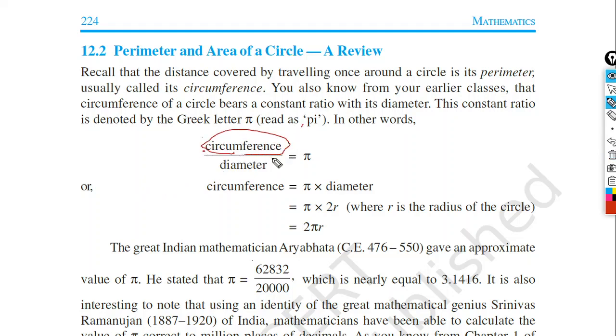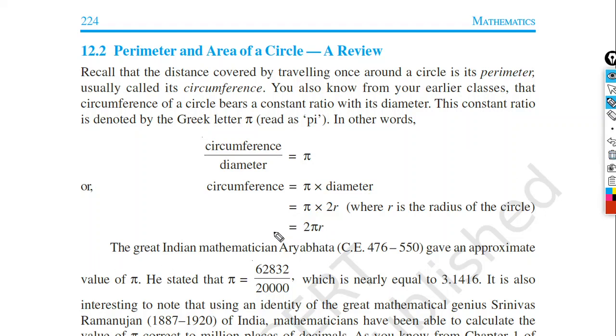Now if we transpose the diameter to the RHS, circumference will be equal to pi into diameter. The diameter d is equal to 2r, or 2 times r. So instead of diameter we can write 2r, and we get circumference equal to 2 pi r. This symbol is known as pi, you know that very well.